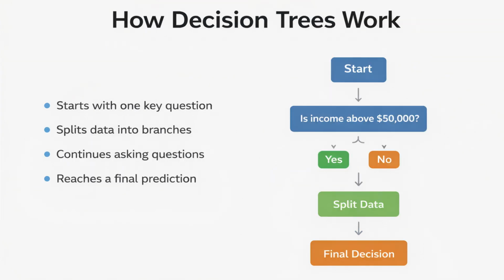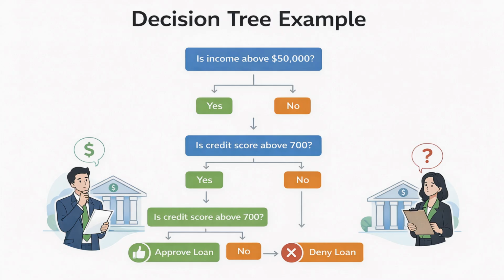Decision trees work like a flowchart. The model starts with one main question that best separates the data. For example, if a bank is deciding whether to approve a loan, the first question might be, is the income above $50,000? Depending on the answer, the data splits into branches. Then the model asks another question, like, is the credit score above 700? The process continues until the model reaches a final prediction. Each final branch represents the decision. So basically, the model keeps breaking the data into smaller groups until it can confidently make a choice.